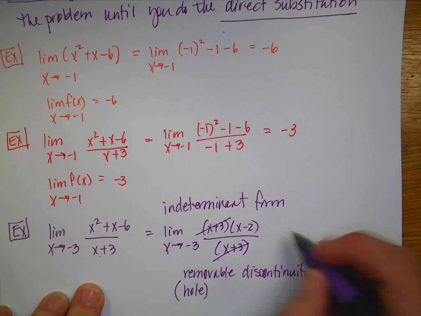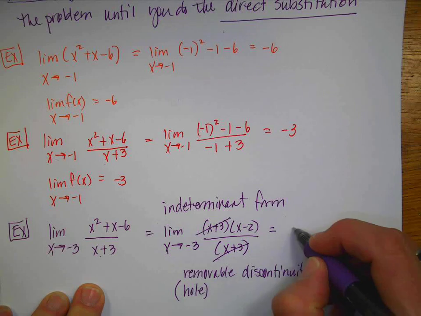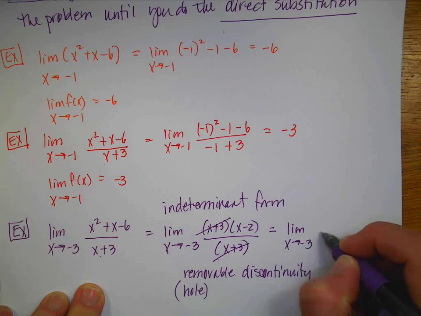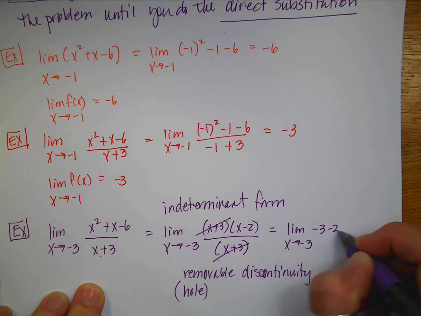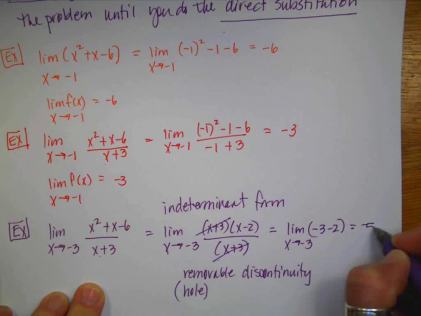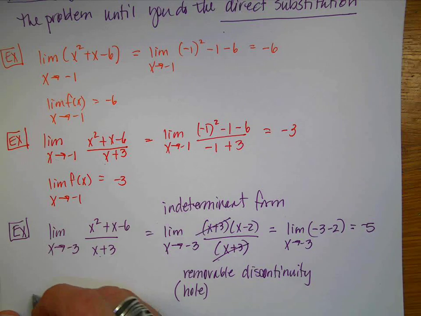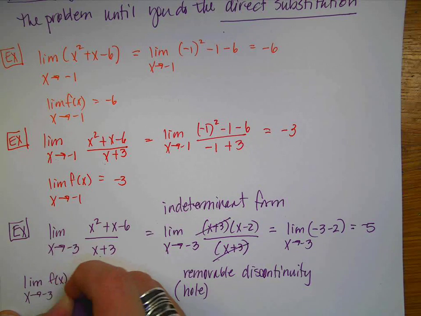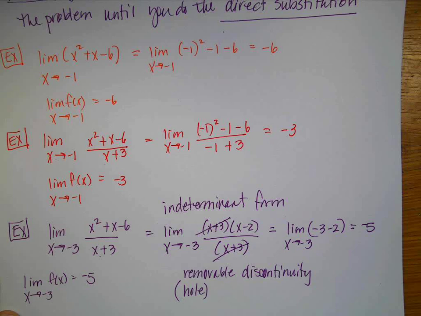Now that I've taken away the indeterminate form, then I can do my direct substitution. So this is going to be the limit as x approaches negative 3 of negative 3 minus 2, which is negative 5. Write my nice polite statement. The limit as x approaches negative 3 of our function is negative 5.